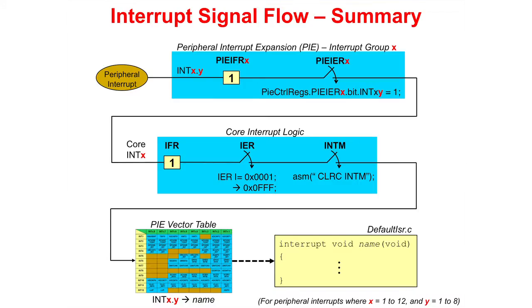In summary, the following steps occur during an interrupt process. First, a peripheral interrupt is generated and the PIE interrupt flag register is set. If the PIE interrupt enable register is enabled, then the core interrupt flag register will be set. Next, if the core interrupt enable register and global interrupt mask are enabled, the PIE vector table will redirect the code to the interrupt service routine.